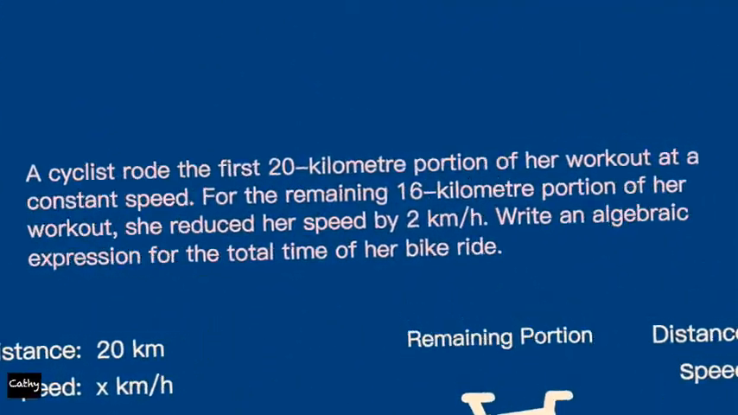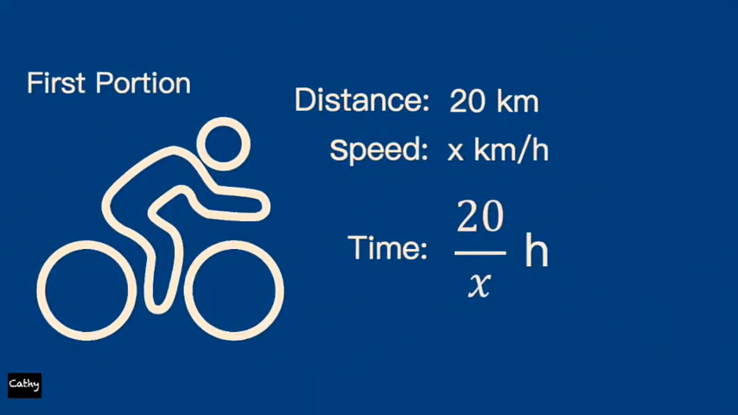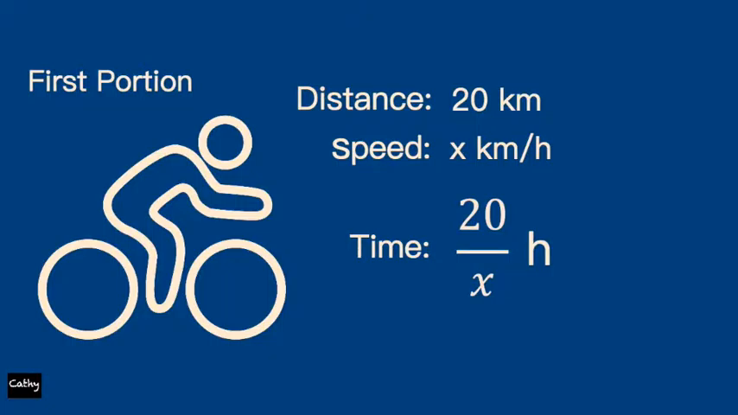Let's use rational expressions to solve a real-life problem. A cyclist rode the first 20-kilometer portion of her workout at a constant speed. For the remaining 16-kilometer portion of her workout, she reduced her speed by 2 km per hour. Write an algebraic expression for the total time of her bike ride. For the first portion, the distance is 20 km and the speed is x km per hour. So the time for the first portion is 20 over x hours.